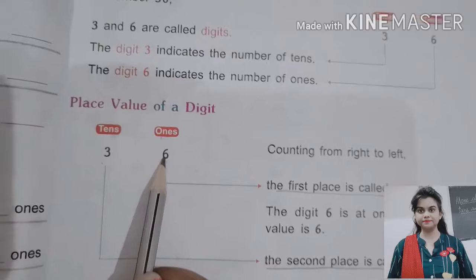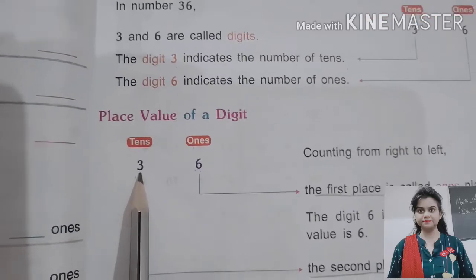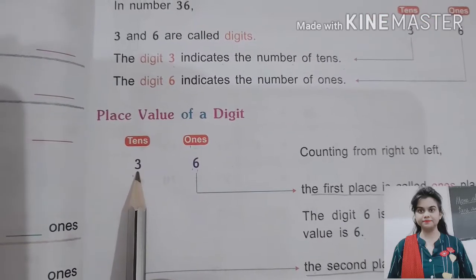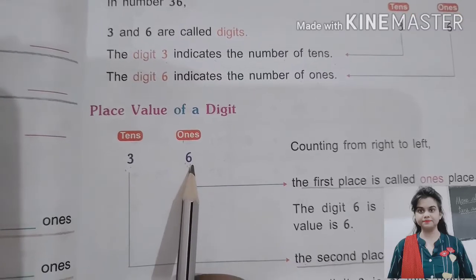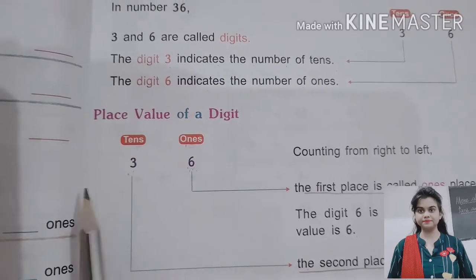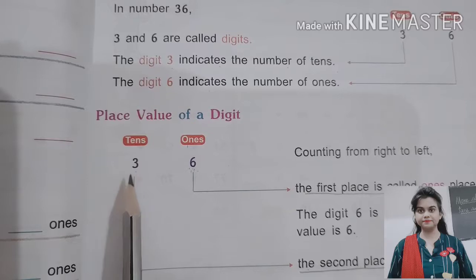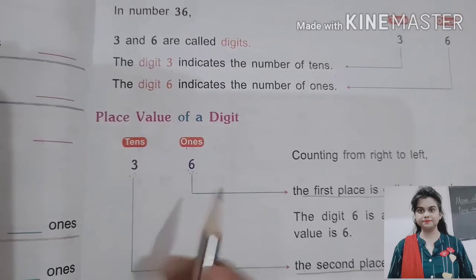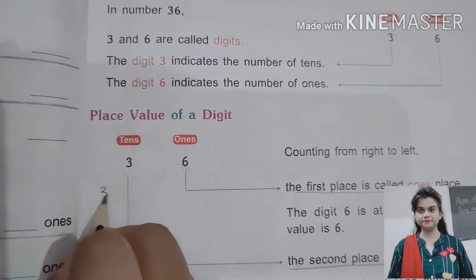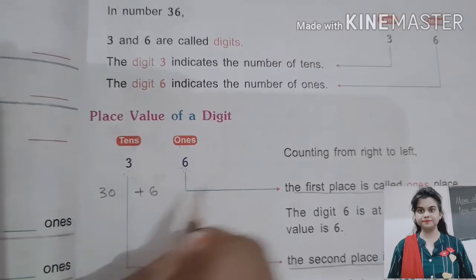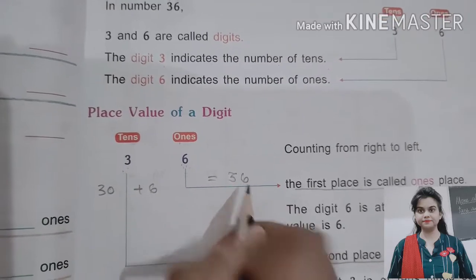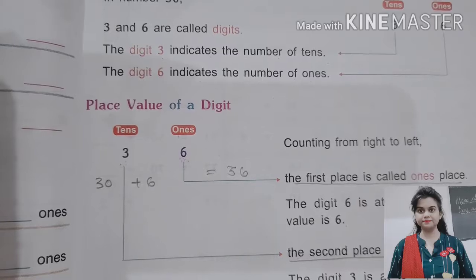First place is called ones place. Second place is called tens place. In ones place the value is the number itself, and in tens place its value is 30. And when you add, that is 30 plus 6, you will get 36. Okay.